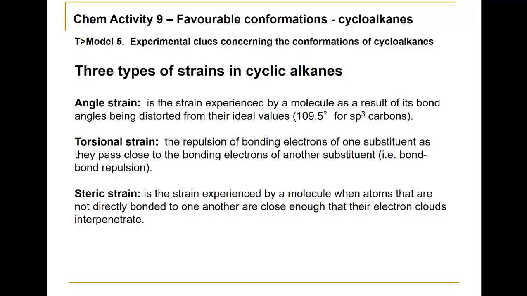So you are already familiar with the idea of torsional strain and steric strain. Torsional strain, of course, is the repulsion of bonding electrons of one substituent as they pass close to the bonding electrons of another substituent. We talk about whether or not bonds are staggered or eclipsed, and of course, when the bonds are eclipsed, we have substantial torsional strain. Steric strain is a strain experienced by a molecule when atoms that are not directly bonded to one another are close enough that their electron clouds interpenetrate.